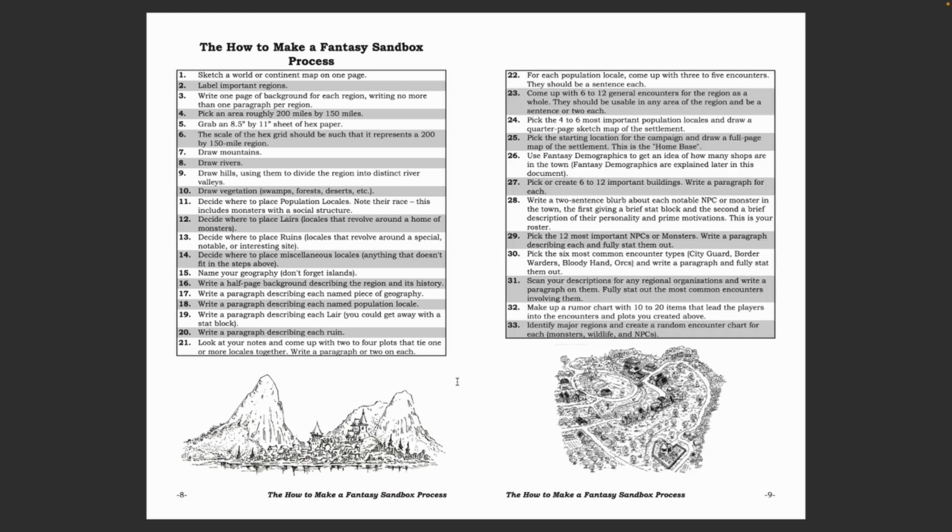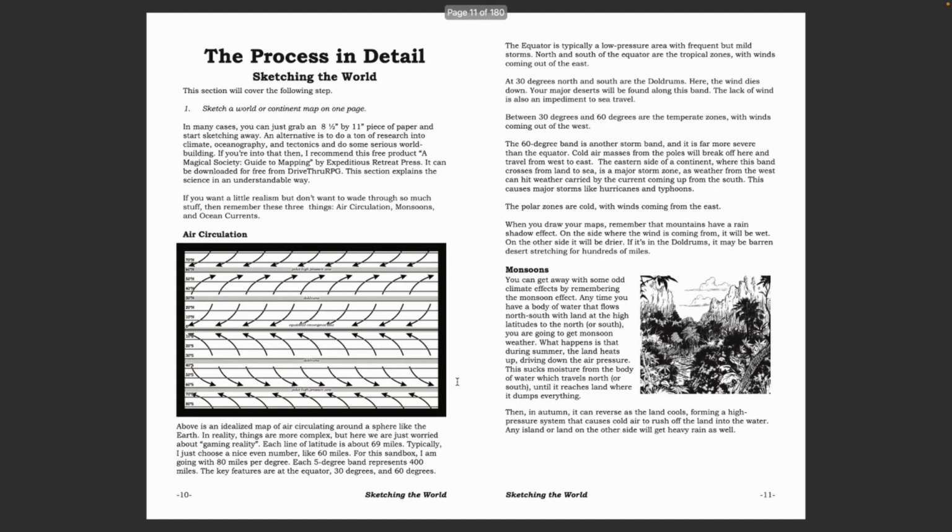So you can see step 1 there, sketch a world or continent map on one page. All sandboxes have to start somewhere. And then as we go down, what I appreciate about Rob's book, and I've heard talk that maybe this isn't the way to start off a book. Can I tell you something? This is a point of view. Rob has a point of view that if you're going to start your book off with things like air circulation and monsoons, that tells me something. That tells me that you have a point of view, and I appreciate that. You as a creator of the sandbox may not want to start here, but at least it's here if you need it. So let's carry on.